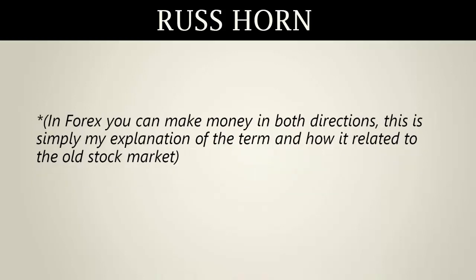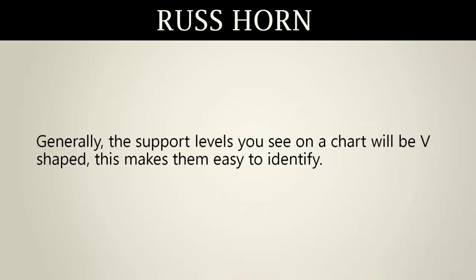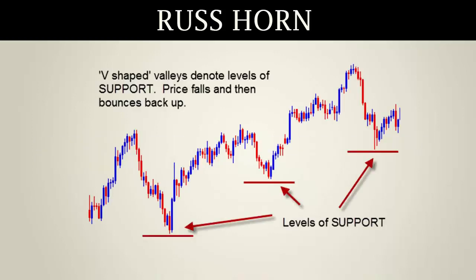In Forex, you can make money in both directions. This is simply an explanation of the term and how it related to the old stock market. Generally, the support levels you see on the chart will be V-shaped. This makes them easy to identify. V-shaped valleys denote levels of support. Price falls and then bounces back up.